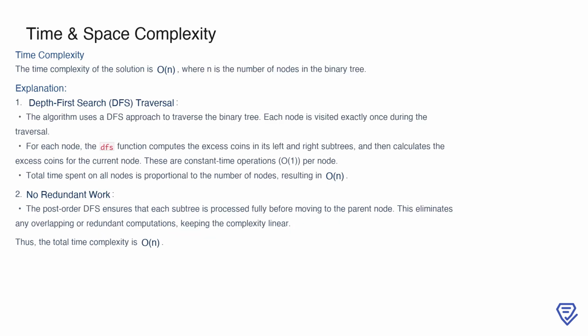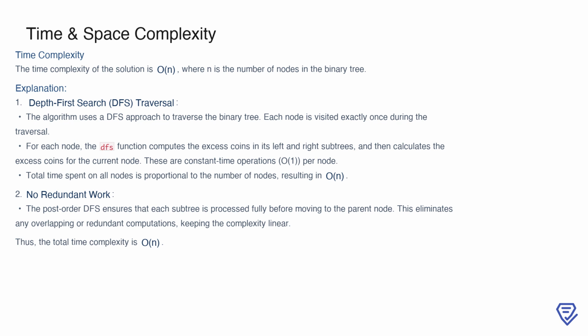The time complexity of this solution is O(n), where n is the number of nodes in the binary tree. This efficiency comes from the use of a depth-first search, or DFS, traversal. During the traversal, each node in the tree is visited exactly once. For each node, the algorithm calculates the excess coins in the left and right subtrees and then determines the excess coins for the current node. These calculations are constant time operations for each node. Since the time spent on each node is proportional to the number of nodes, the total time complexity becomes O(n).